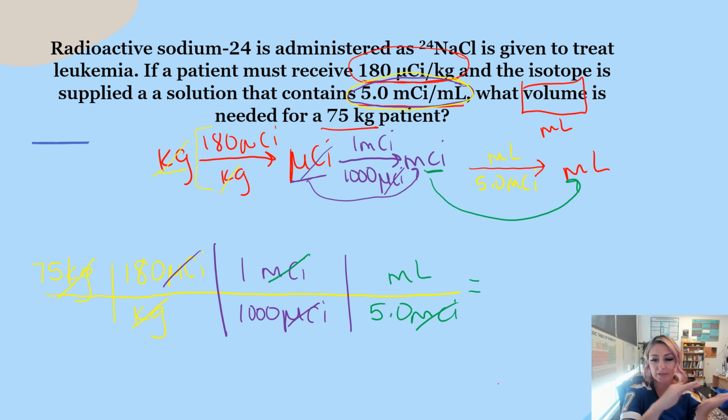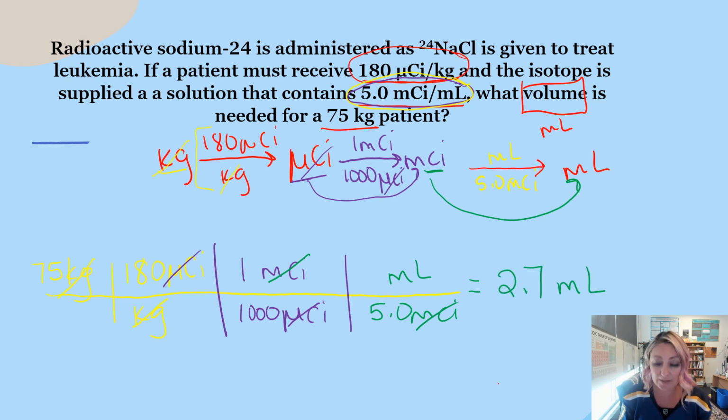I'm going to multiply across the top, and I'm going to multiply across the bottom and divide top by bottom. And it's highly recommended that you do this in one fell swoop using parentheses. That gives you less to copy down and less chances of calculator errors. So when I do that, straight out of the calculator, I get 2.7 milliliters.